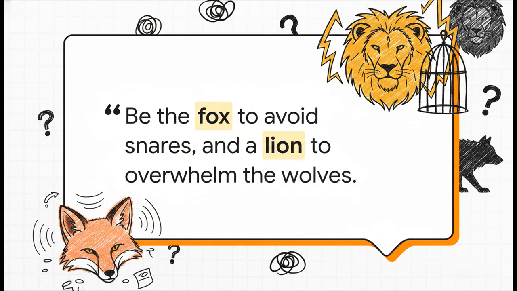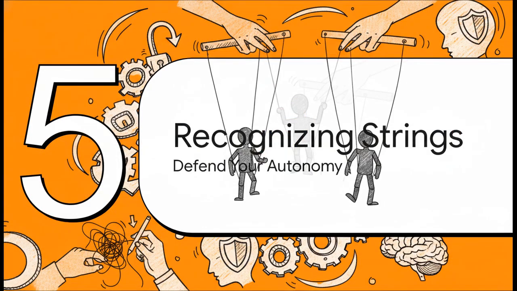Machiavelli wrote that a ruler must be the fox to avoid the snares and a lion to overwhelm the wolves. It's the ultimate dual nature of manipulation. The fox represents the cunning, the hypnotic language, the hidden agendas. The lion represents the overwhelming force, the extreme isolation, the strict punishment. Sound familiar? It's the exact same playbook. Which brings us to our final part, Section 5, recognizing the puppet strings.